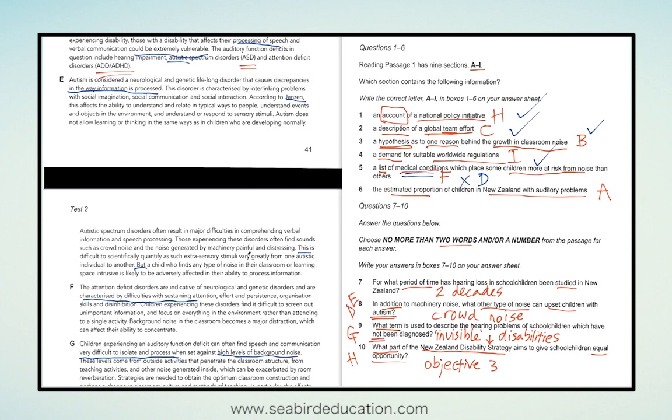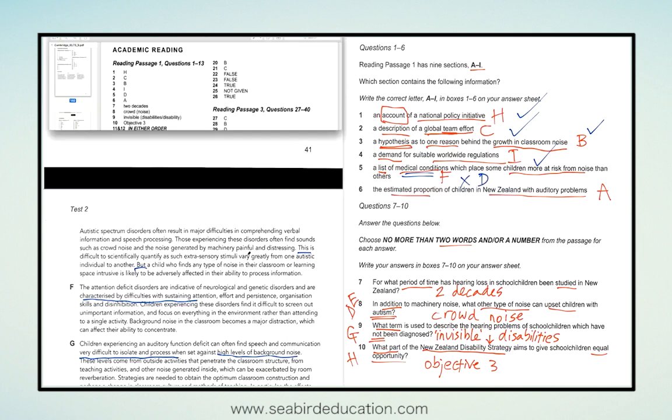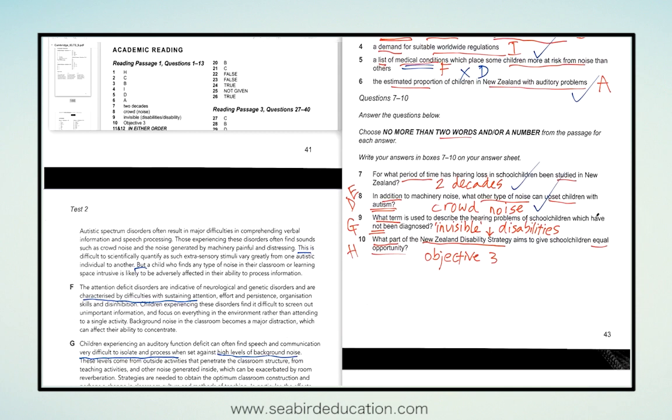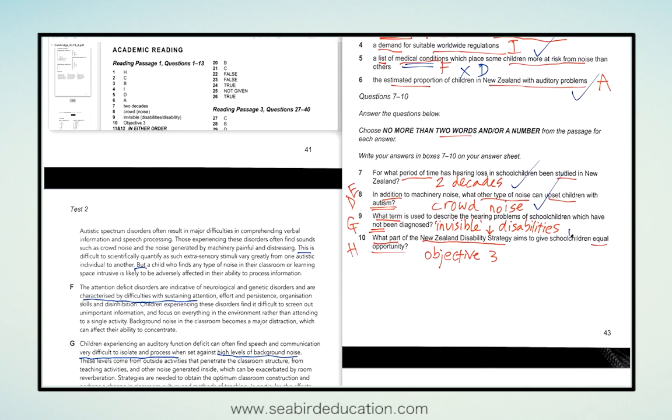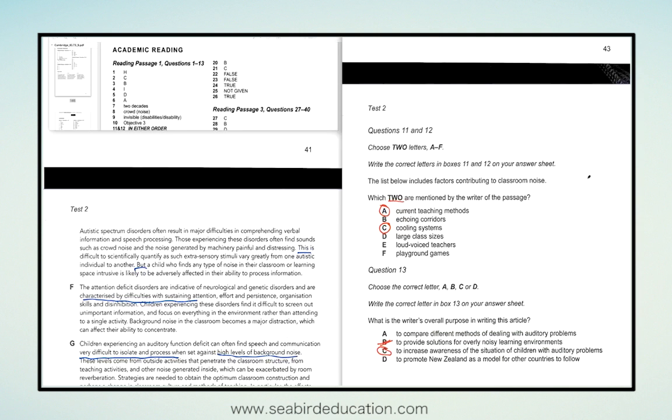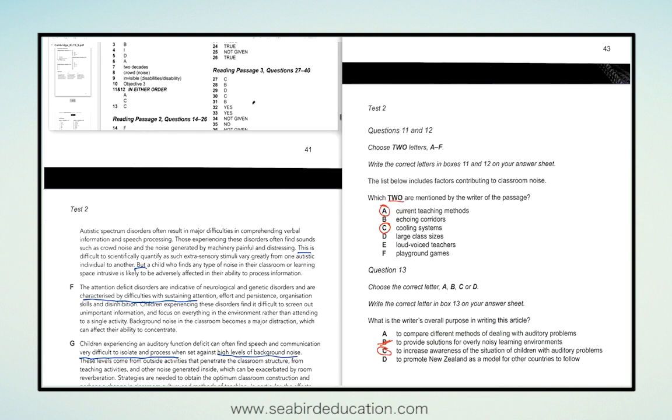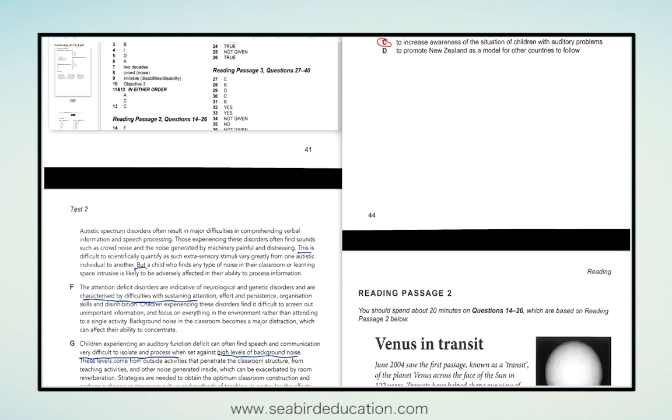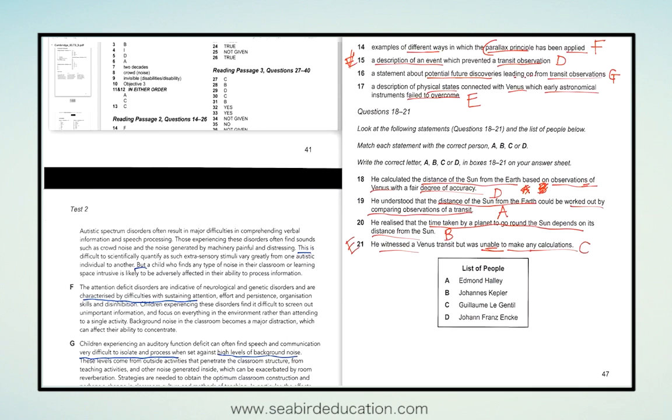The estimated proportion, we've got A is correct. Good. Now we've got two decades, that's fine. Crowd noise, which is fine. Invisible disabilities, which is fine. And objective 3, that's correct. Okay. Now we go down to A and C, which is correct, and 13C, which is correct. Yay. Alright, and now the next one.